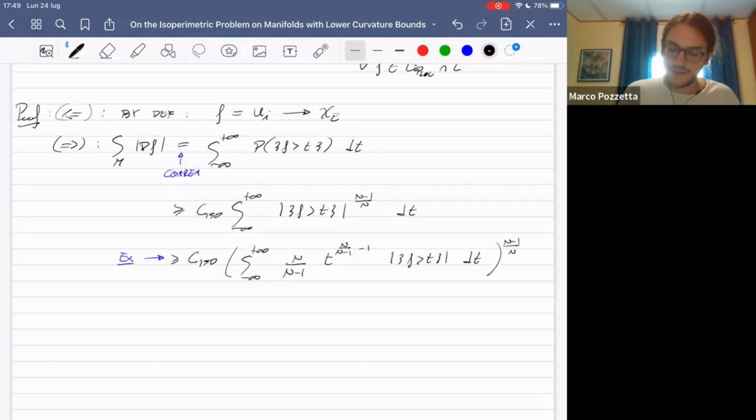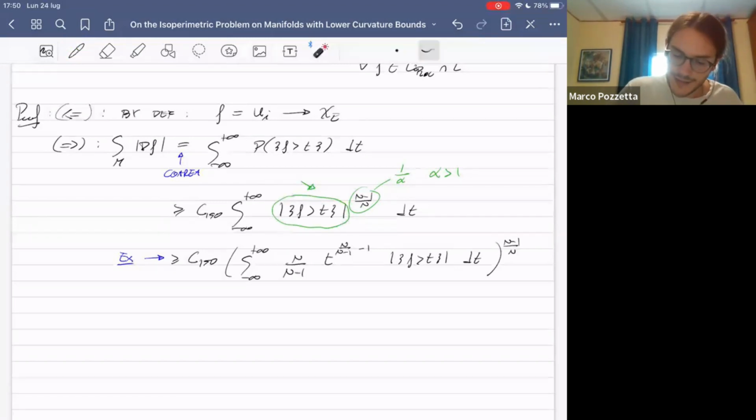This is an exercise that is only based on the fact that n minus 1 over n, you can think of it as 1 over alpha for some alpha greater than 1. And you just need to notice that this function is decreasing with respect to t. Whenever you integrate something like that, a decreasing function g of t to a power 1 over alpha with alpha greater than 1, then you can conclude this inequality. But look at what happened now.